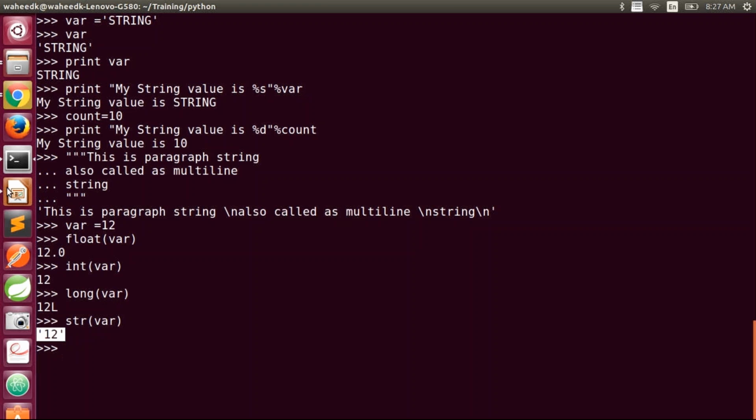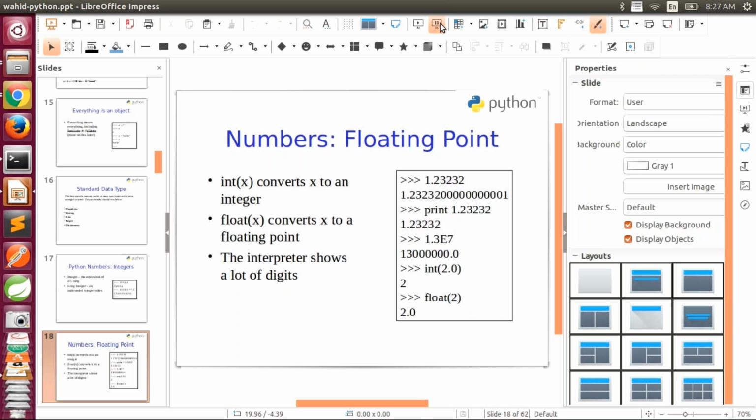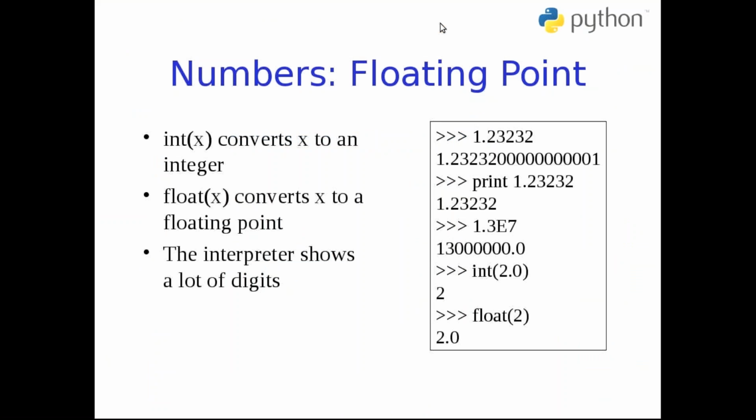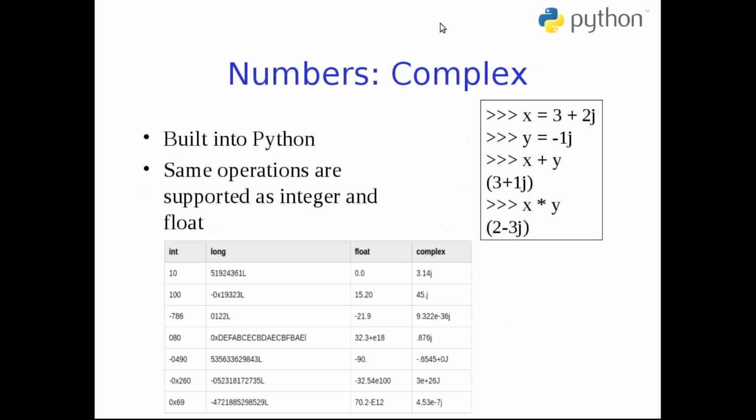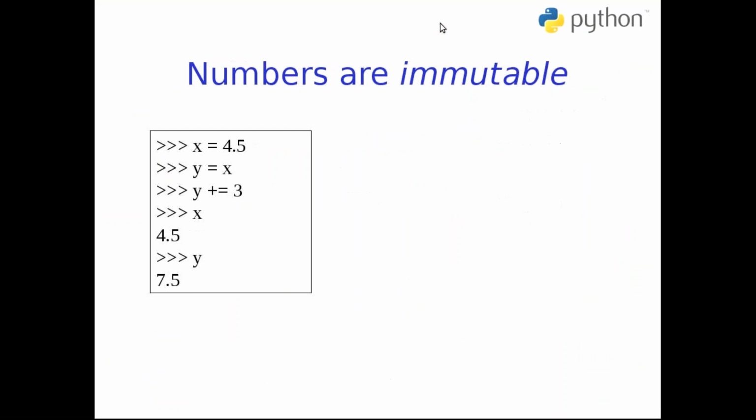This is a floating point number. We have also told you there is a complex number. You can have a complex number also in Python. Now, I'll tell you what immutability and mutability are.